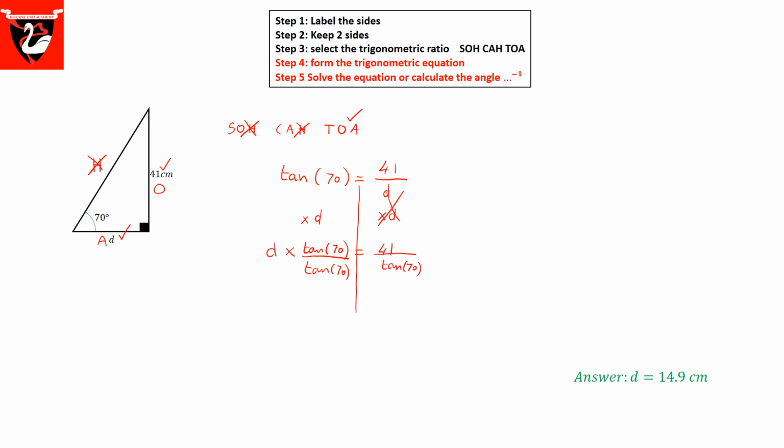which means that now what is left, well, the tan 70 on the left hand side has cancelled, so you're left with D on its own, and on the right hand side you have 41 over tan of 70. You pick up your calculator and you type 41 over tan 70, be careful to close the bracket, and you should get a value of 14.9. And you are now ready to do a little bit more practice on your own if you feel the need for it. Good job, guys.